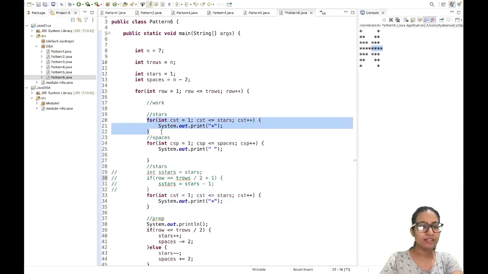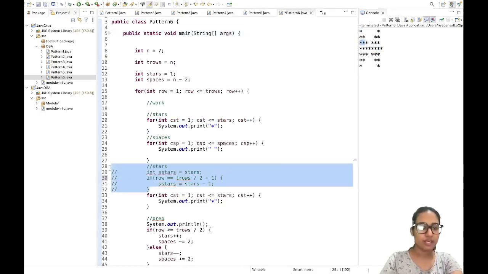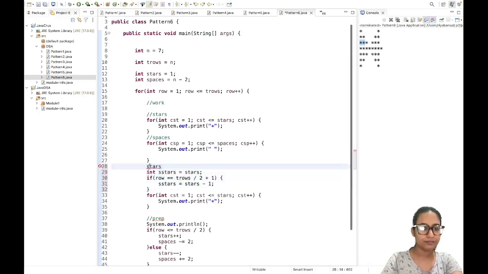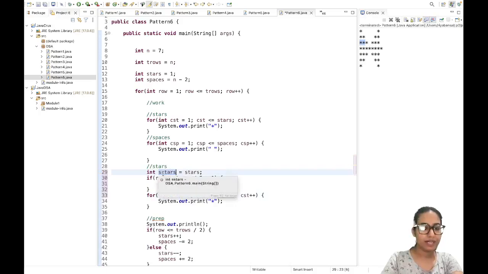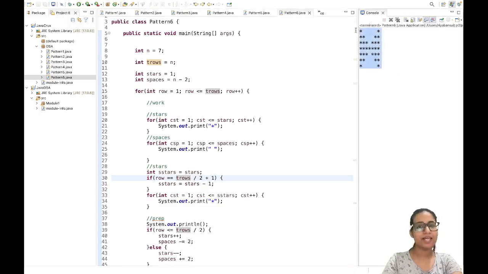This will not affect the stars on this particular side. They will remain as they are. I just added a condition for the other side. I just created another variable, that is the second stars. It will always take the stars value or variable which is here, just that for this particular row, it will take a -1 value. Now let's see if it is helping us. And yes, indeed.